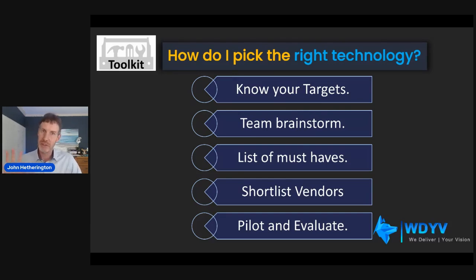So in summary, this is just the 5 key steps. But if you're picking, how do you pick the right technology? And how do you know which technology is going to give the most value? It's by knowing the targets first.